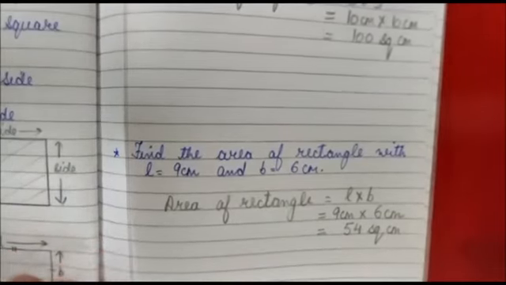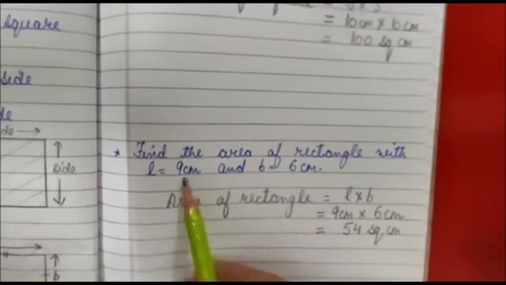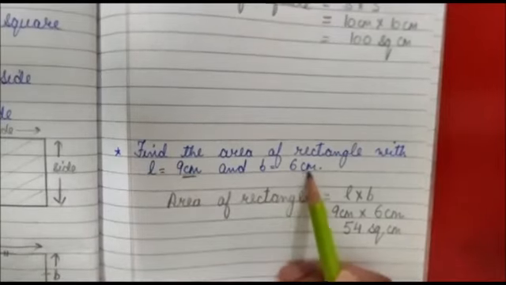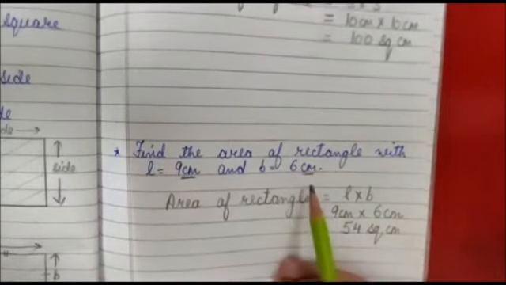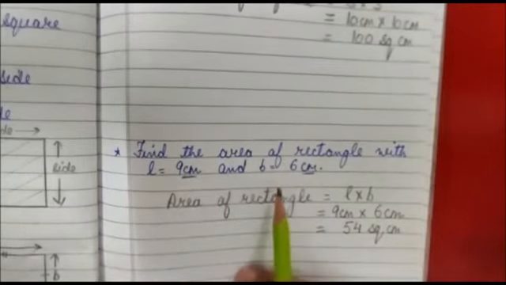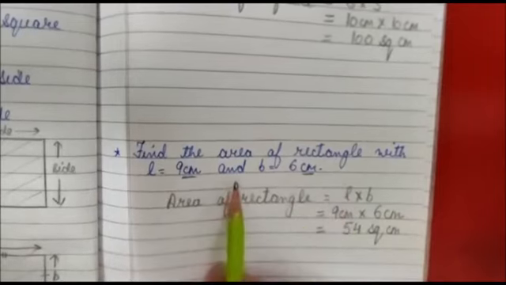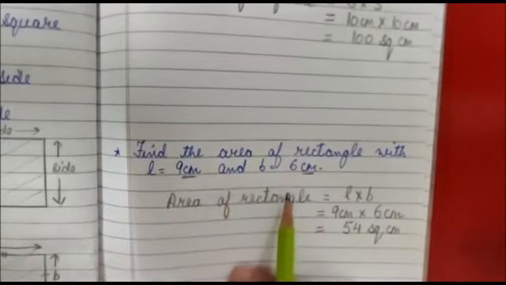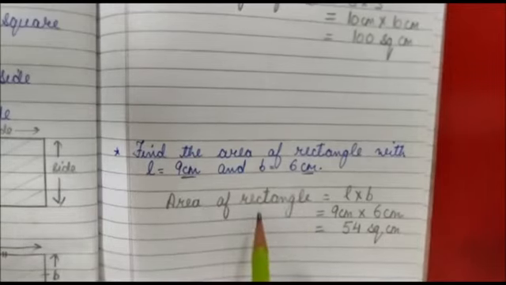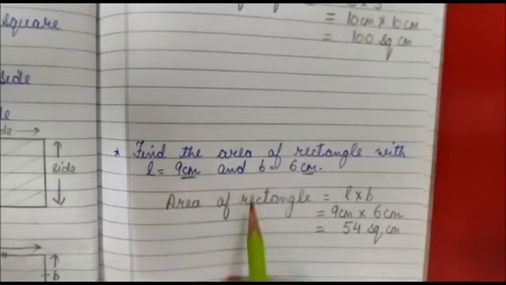But take care of one thing, that whenever you are going to calculate the area, just check before that the units should be same. Like here it is given in centimeter and this is also given in centimeter. If suppose the units are different, convert them into same unit. You can either do the conversion in meter or in centimeter. That is up to you. The answer will be correct.